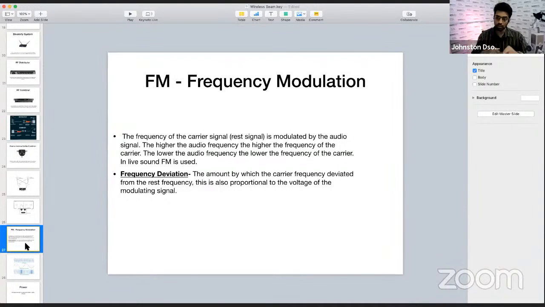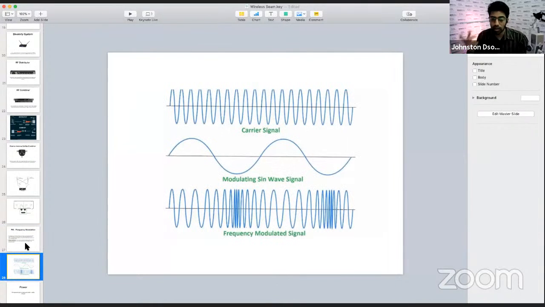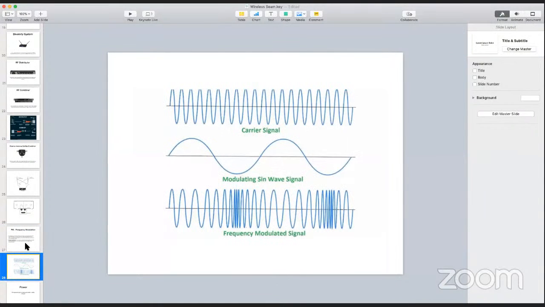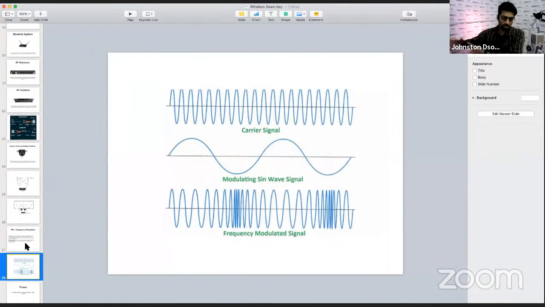For FM modulation, you need 2 things. Number 1 is the carrier frequency. Carrier frequency is the frequency that will carry the audio from one place to another. For example, 98.3 FM. 98.3 is the carrier frequency. And then there is the modulating frequency. That is the audio that we are sending. So whatever songs that FM radio station is sending to you is basically the modulating signal. That is going to modulate the carrier frequency.